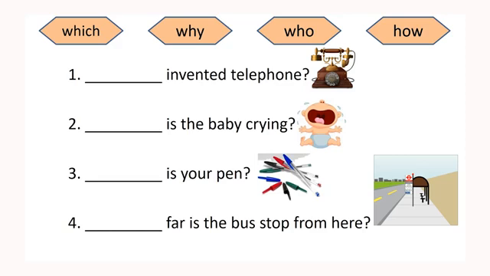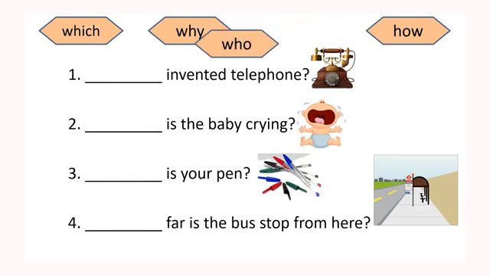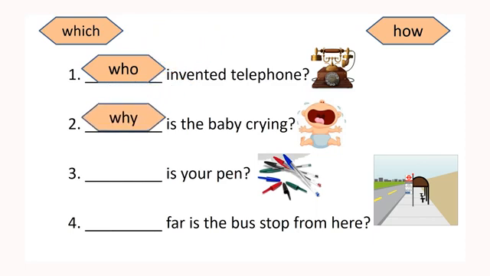Let's check our answers. The first question, dash invented telephone. What is the right question word? Who invented telephone? Second question, dash is the baby crying. The answer is, why is the baby crying?